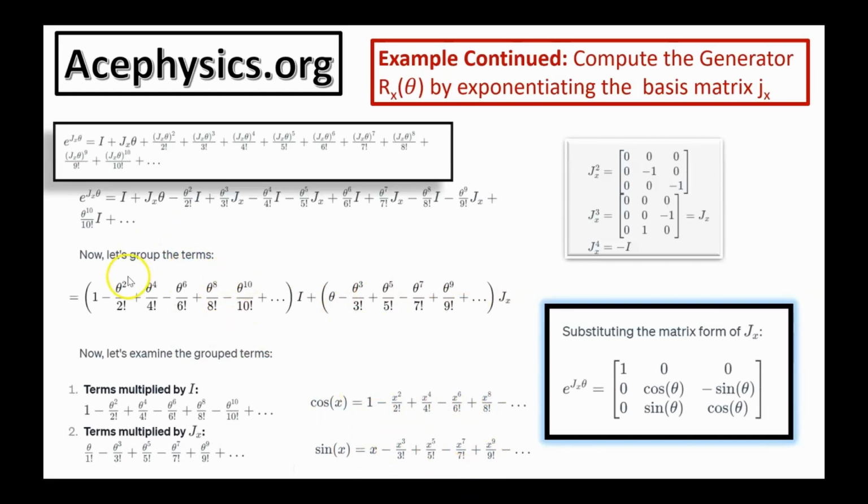So then if I write cosine of theta times the identity matrix plus sine of theta times Jx, that's equal to this matrix exponential, and that's equal to this generator of rotation of the group SO3. This is the generator of rotation for rotating about the x-axis.